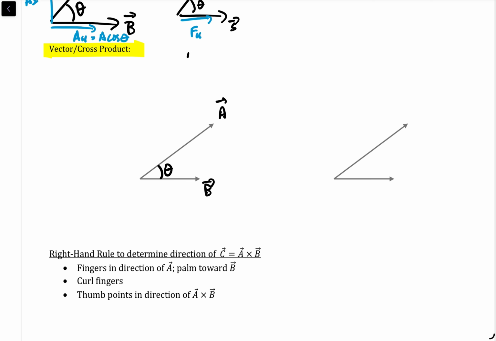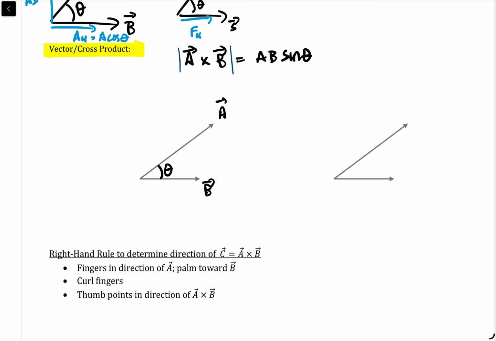So when we do the cross product, we're going to do A, and we're going to cross. So instead of putting a dot, we're going to put a cross in between them, and this is going to equal AB sine theta. And I'm going to put a little absolute value here. So when we do this, the AB sine theta, that's going to be the magnitude of the cross product. We are still going to need to do direction, so we'll talk about that in just a sec.